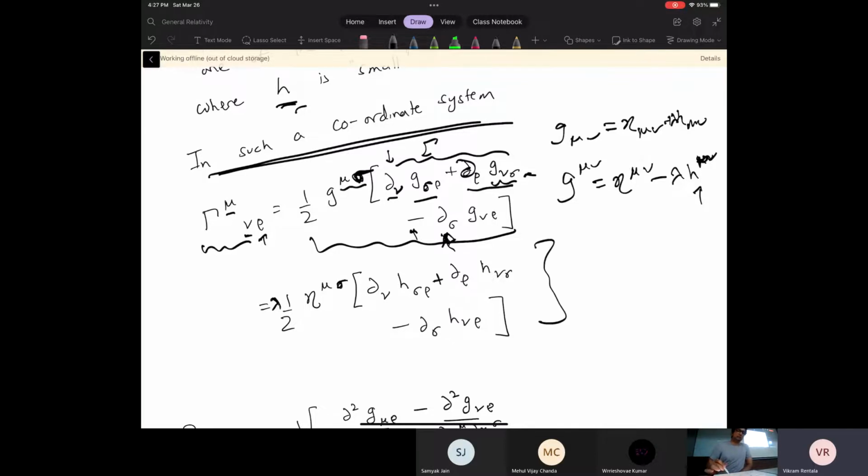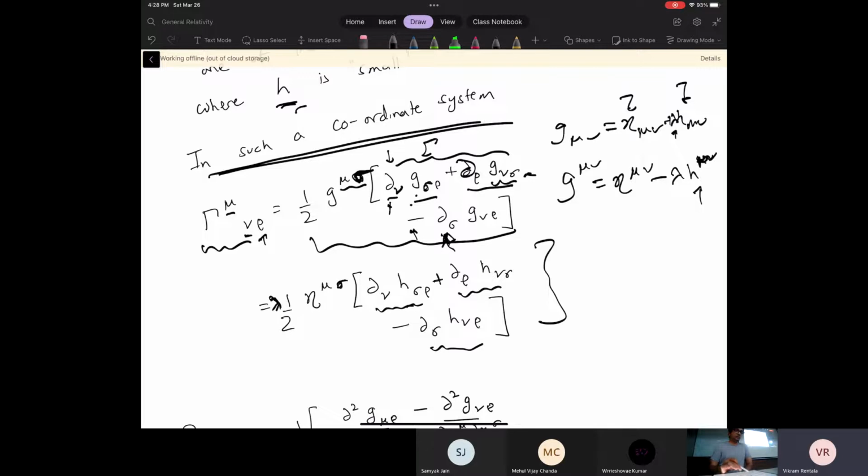Now, if we look at this, the derivatives acting on eta will give you 0, obviously, because eta is a constant. But the derivatives acting on h mu nu will be non-zero in general. So we'll write out those terms. We'll just replace G by h, over here and over here, and I also pulled out the lambda because there's a lambda here.